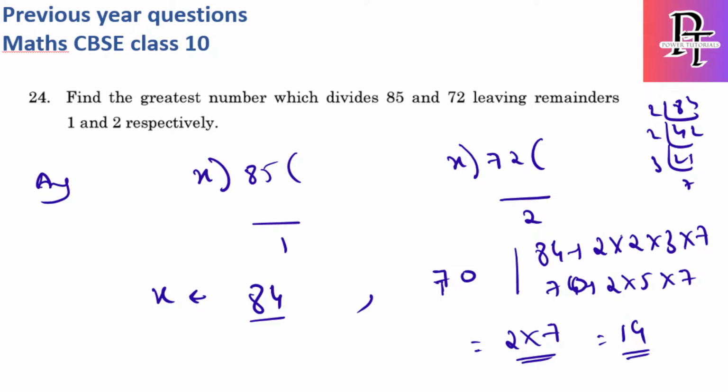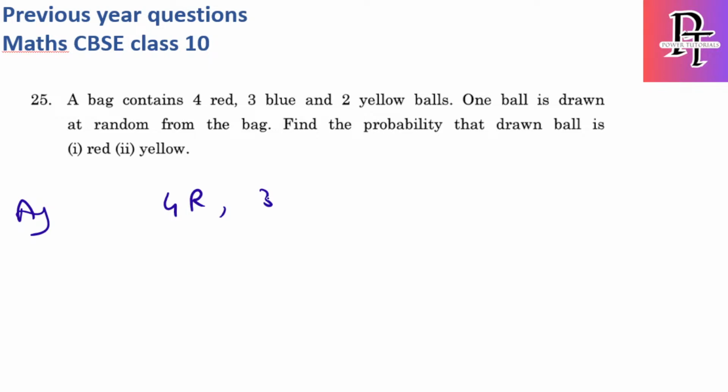A bag contains 4 red, 3 blue and 2 yellow balls. Okay, let's write here the total as well. 4 plus 3 is 7, 7 plus 2 is 9. Total 9 balls. Okay, now let's see the question. A ball is drawn at random. Find the probability of the drawn ball being red, and being yellow.